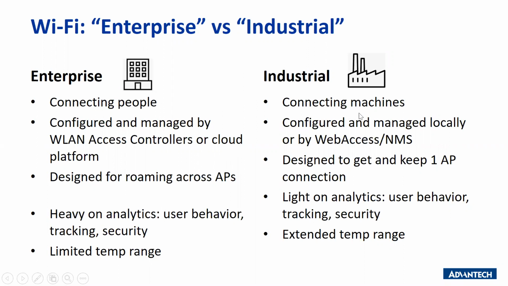In an industrial Wi-Fi setting, you're connecting machines, right? So you've got a device, let's say a device that talks Ethernet or serial, and you want to get to that over the Wi-Fi network.